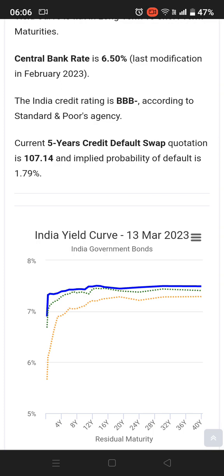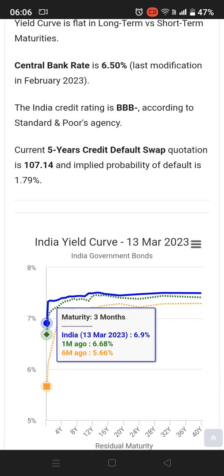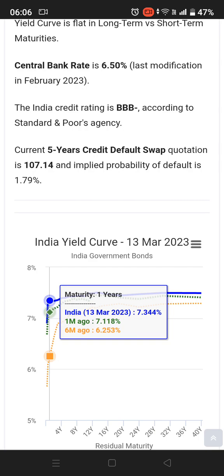As you can see here, 6 months bonds or 3 months T-bills are giving 6.9% in India, whereas 6 months ago it was just 5.66%, and 1 month ago it was just 6.68%. So 3-month T-bills themselves are a great investment at this point. And then you go for 1 year maturity, and 1 year bonds are giving 7.344% coupon rate, or I mean to say yield.